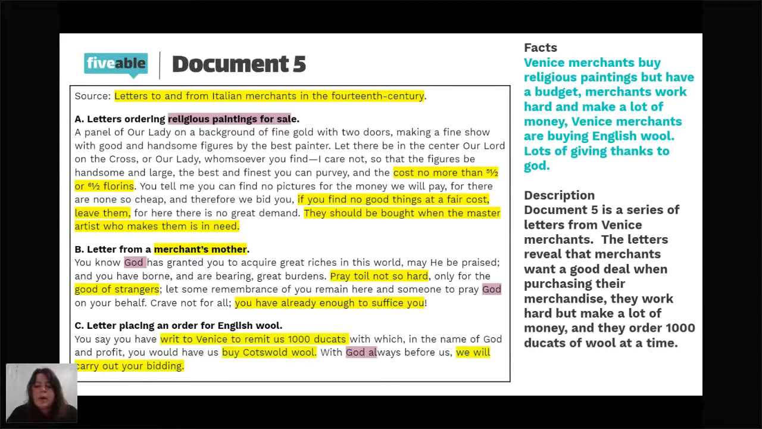So I came up with: document 5 is a series of letters from Venice merchants. And then just write what you understand. The letters reveal that merchants want a good deal when purchasing their merchandise. They work hard but make a lot of money, and they order 1,000 ducats of wool at a time. If you're confused by these little letters, you can probably pull some of this out, right?